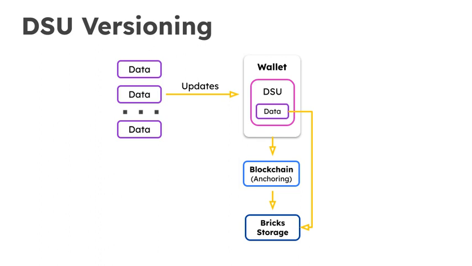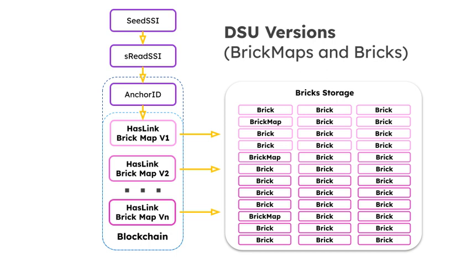The data stored in DSUs undergoes a number of updates, with each update creating a new version of the DSU. Typically, these updates are managed under the control of a wallet, though not necessarily the same wallet, especially in cases where DSUs are shared among multiple entities with write permissions. The data is transformed into bricks, a process often referred to as bricking or brickification, and the digital fingerprint of the data from these bricks is anchored in the blockchain.